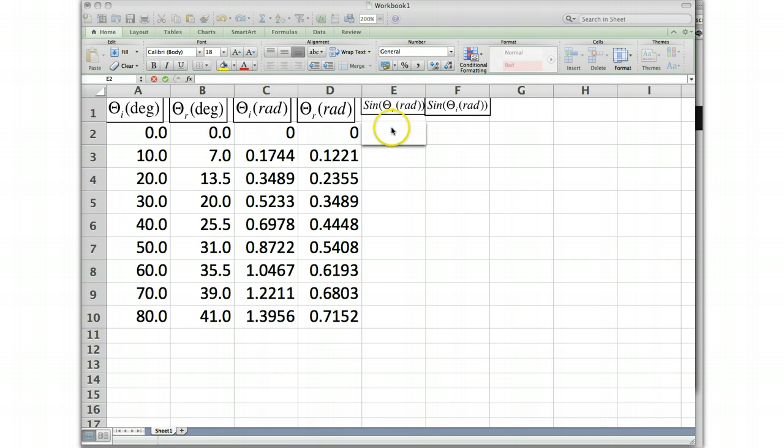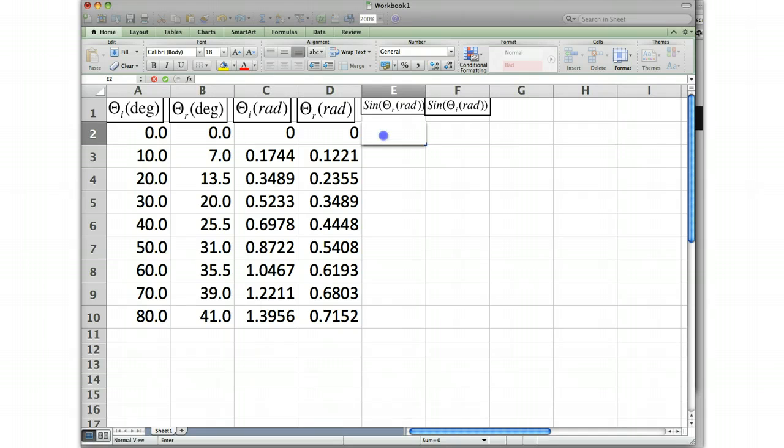Now we're going to go ahead and enter another equation where we're going to take the sine of the angles in radians. So we start with equals, and then sine is sin, and open parenthesis. And remember, what I'm doing is doing the refracted ray first, so that's this in the D column. And then that's going to be it.